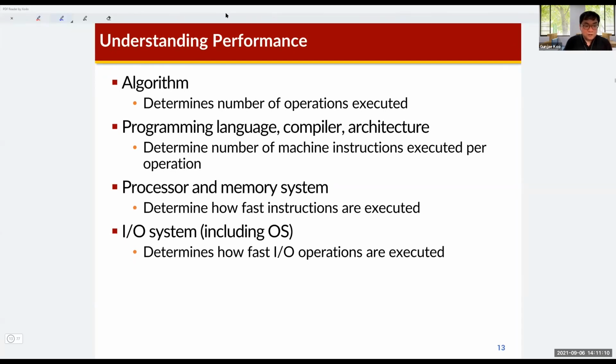Okay, let's see which factor determines the speed or the performance of a computer system. The first factor is the algorithm. So what is the algorithm?